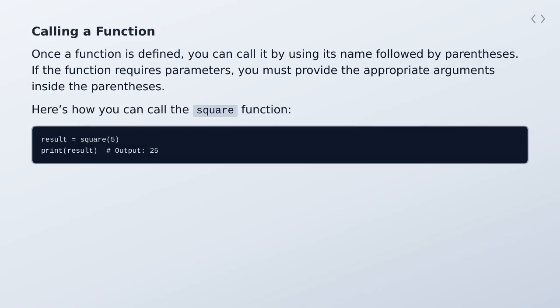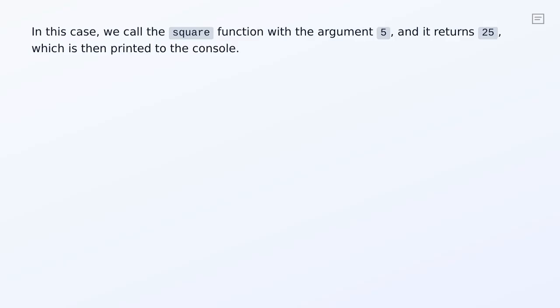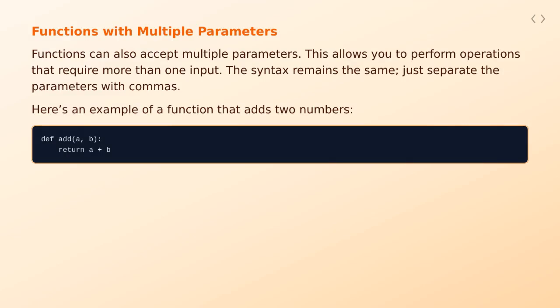Now we're on calling a function. Once a function is defined, you can call it by using its name followed by parentheses. If the function requires parameters, you must provide the appropriate arguments inside the parentheses. Here's how you can call the square function. In this case, we call the square function with the argument 5 and it returns 25, which is then printed to the console.